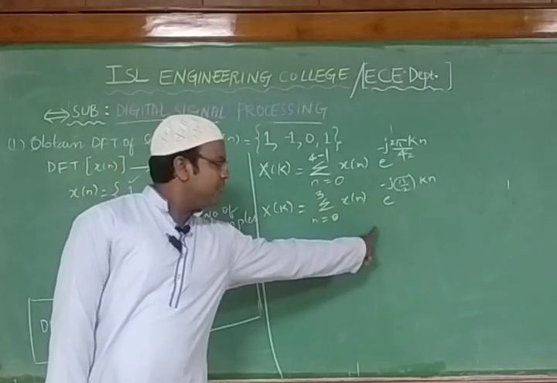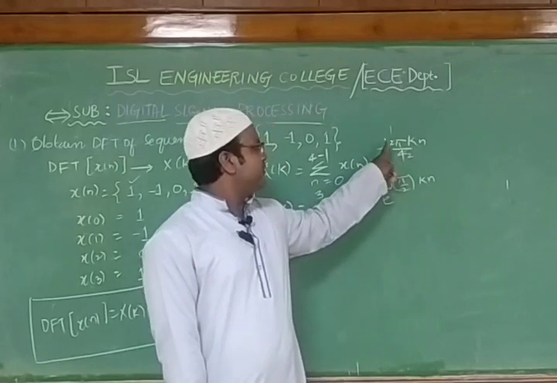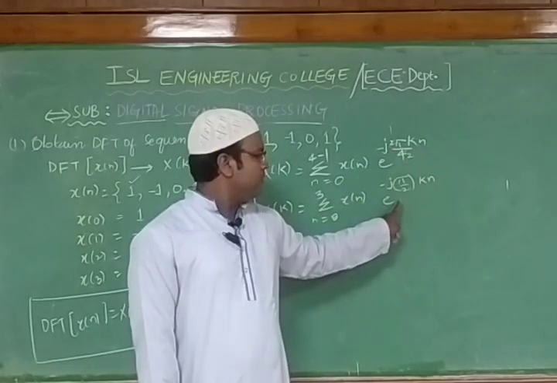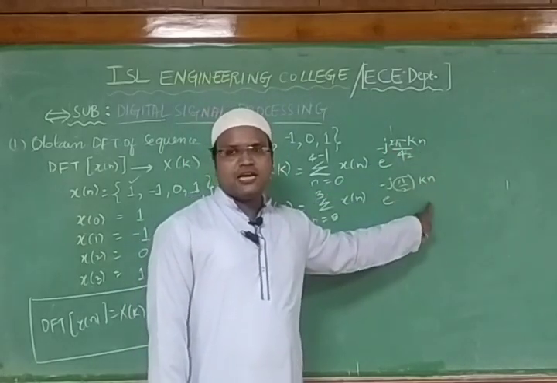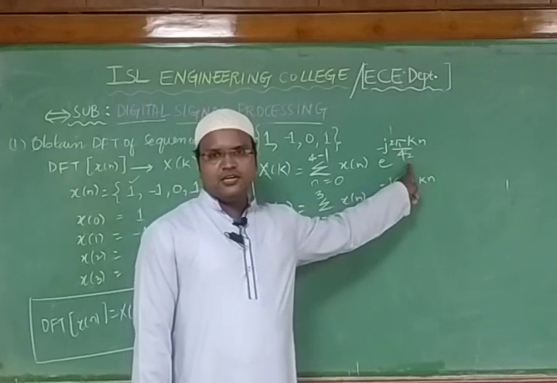X of n e power minus j. So we got N value as 4, so we're keeping that 4 as it is. 2 ones are, 2 twos are, so 2 k n. So k n is as it is, that we need to write down. So that value we are keeping. 2 ones are, 2 twos are, it will be as it is.